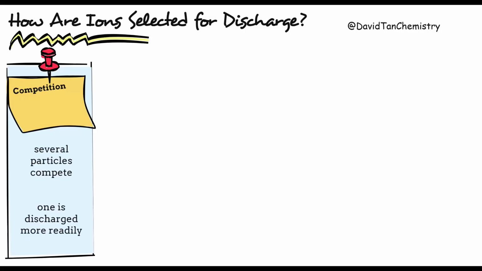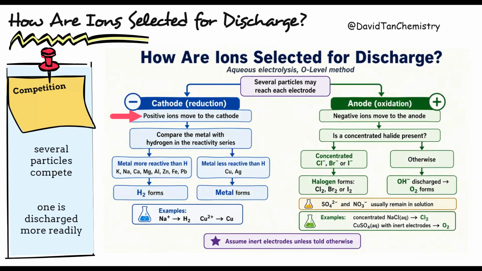Let's organize the selection rules into two branches, the cathode rule and the anode rule. At the cathode, reduction occurs. Positive ions move towards the cathode and gain electrons. To predict the product, compare the metal with hydrogen in the reactivity series. If the metal is more reactive than hydrogen, the metal ion is not normally discharged from an aqueous solution. Hydrogen forms instead. This includes metals such as potassium, sodium, calcium, magnesium, aluminium, and zinc.